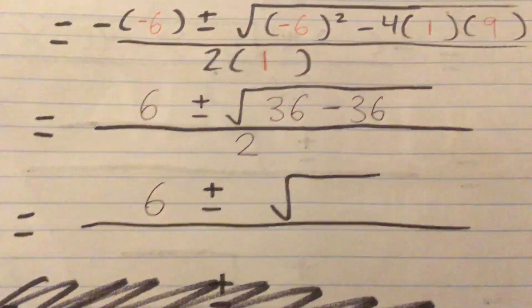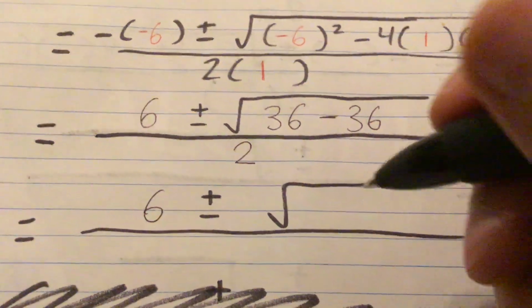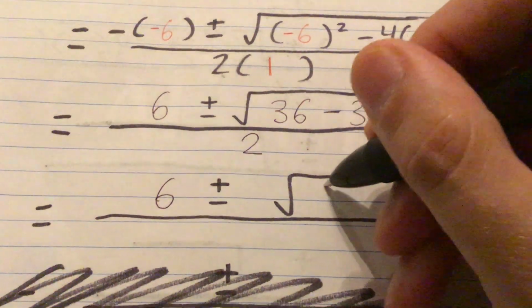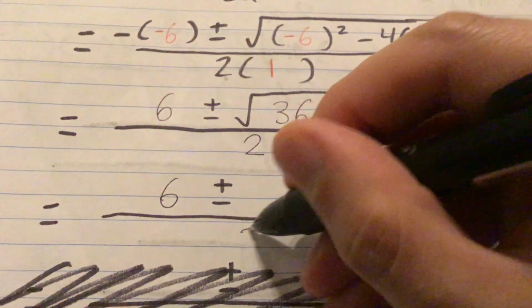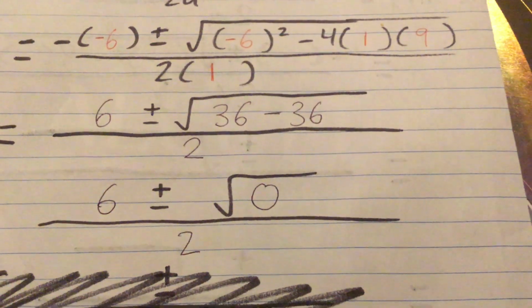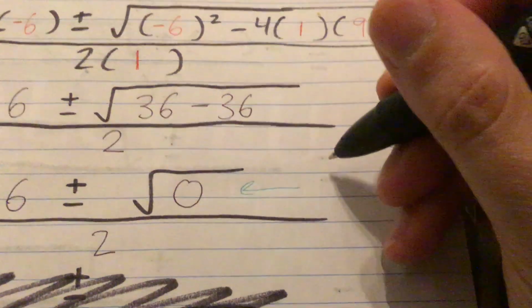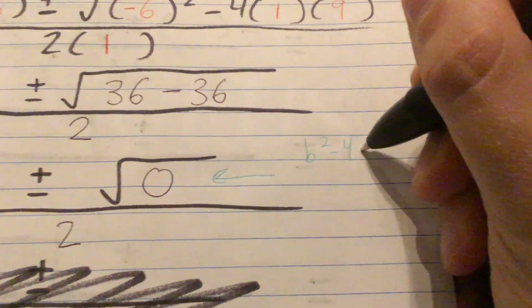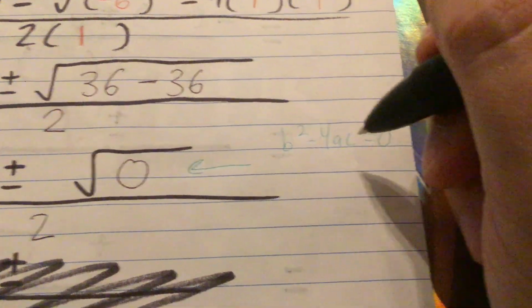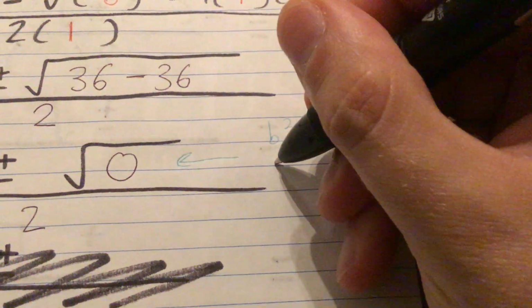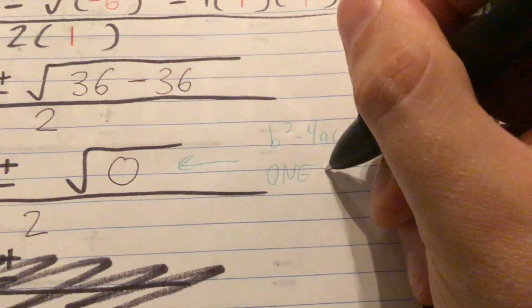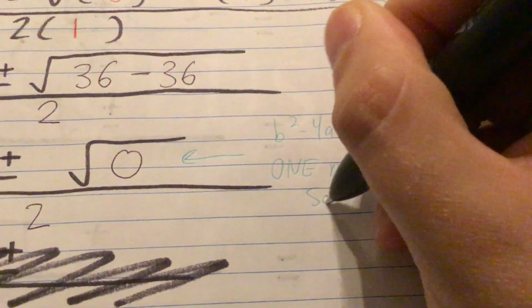Okay, so now I've got 6 plus or minus the square root of 36 minus 36, that's 0, all that over 2. Hey, wait a minute. Go back to your quadratic formula notes. B squared minus 4ac is equal to 0. So if the discriminant is equal to 0, that means that there's only one real solution.